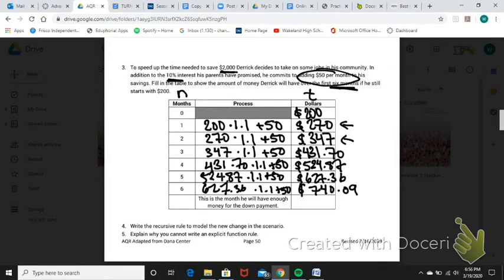Okay, I just added in the rest of these. I didn't want to waste a whole lot of time explaining this one, and I think a lot of us can pick up on the pattern that's going on here. So after 6 months, he is going to have $740.09.